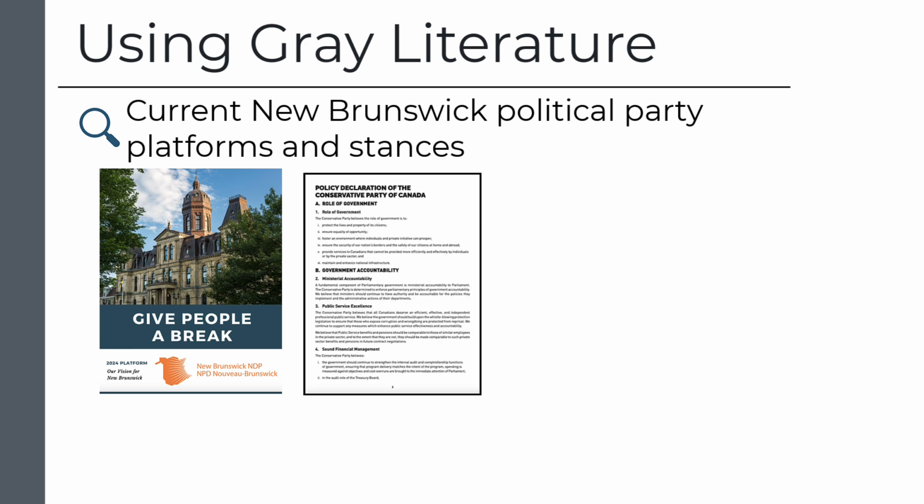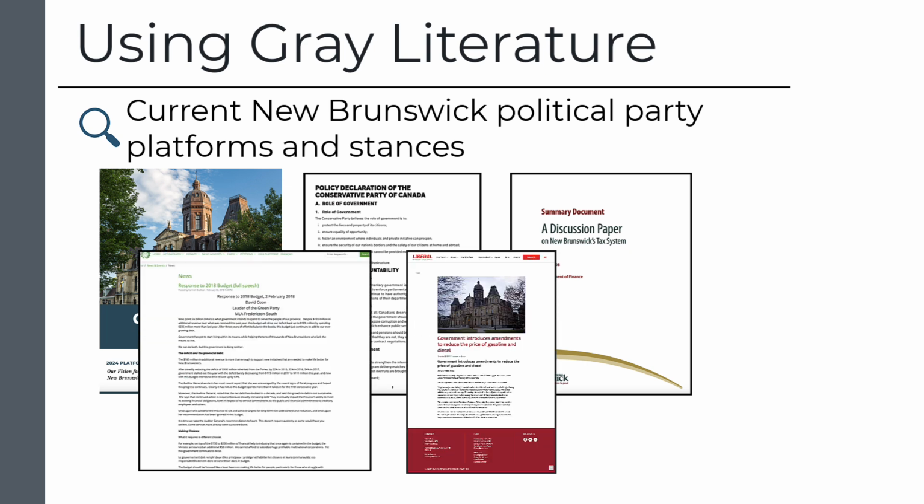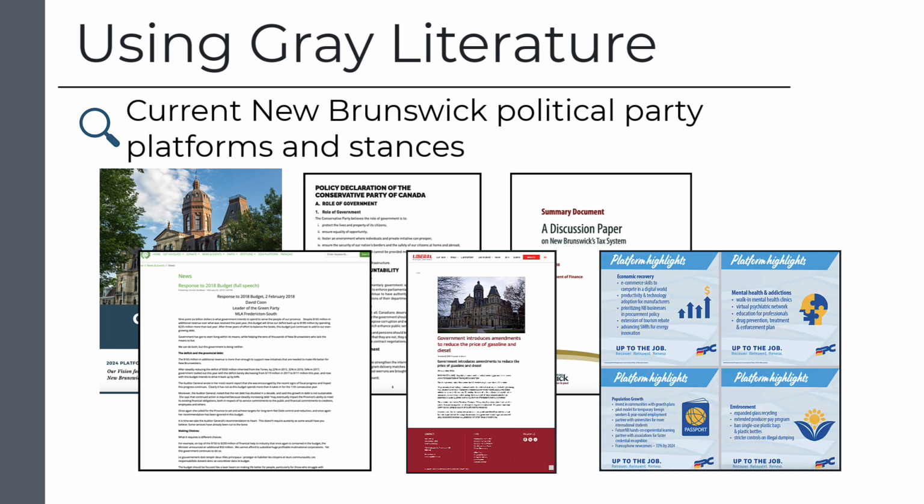Search for policy briefs or position papers issued by political parties, government white papers or discussion papers on public policy, speeches or press releases from party leaders or MLAs, and campaign literature or flyers. You could also analyze leader speeches or debate transcripts from the Legislative Assembly of New Brunswick. Here are examples of key types of gray literature.